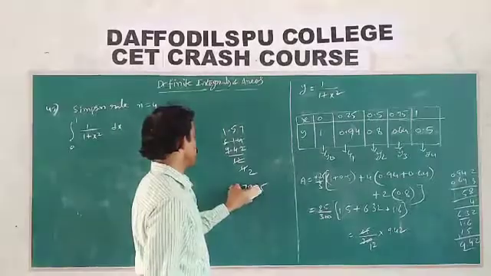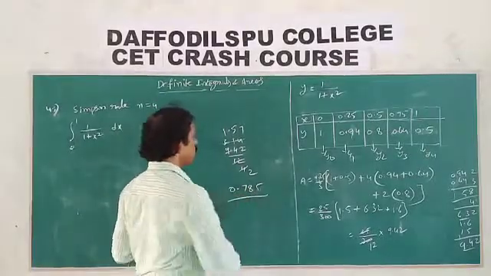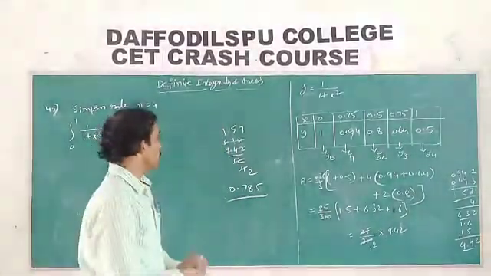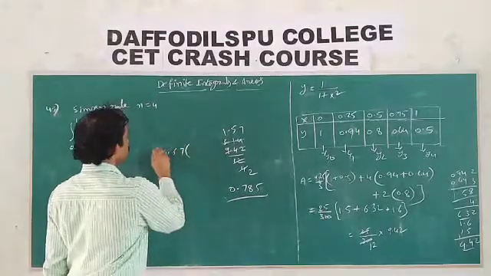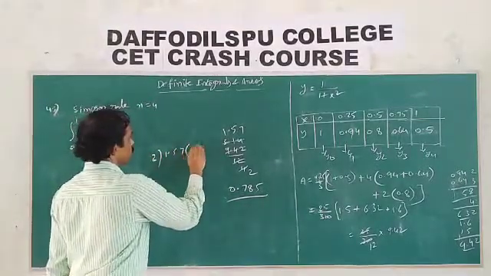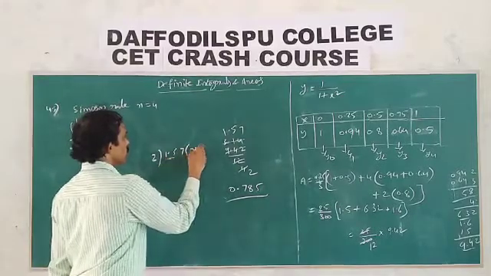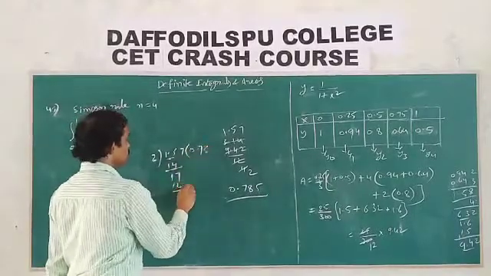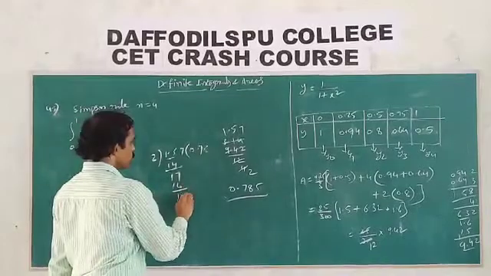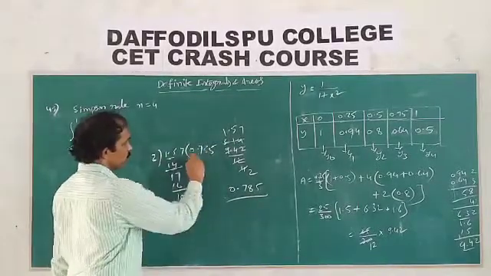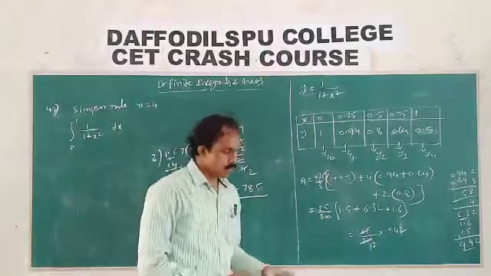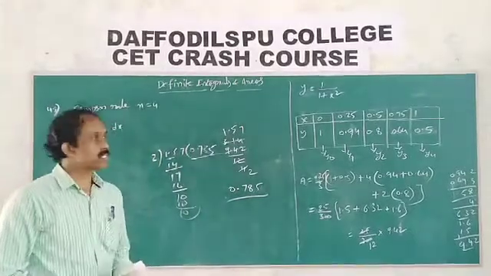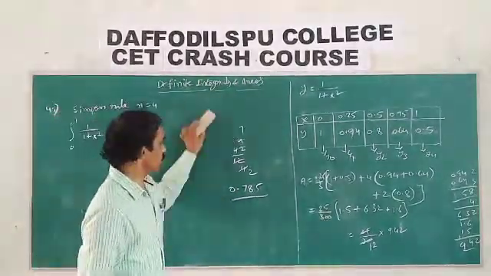Sorry, wait. 0.785 is the correct answer. The third option is the correct answer. So 1.57 by 2 means 0.785. So using Simpson's rule, the answer is 0.785. One is the trapezoidal rule and one is Simpson's rule. 0.785 is the correct answer.